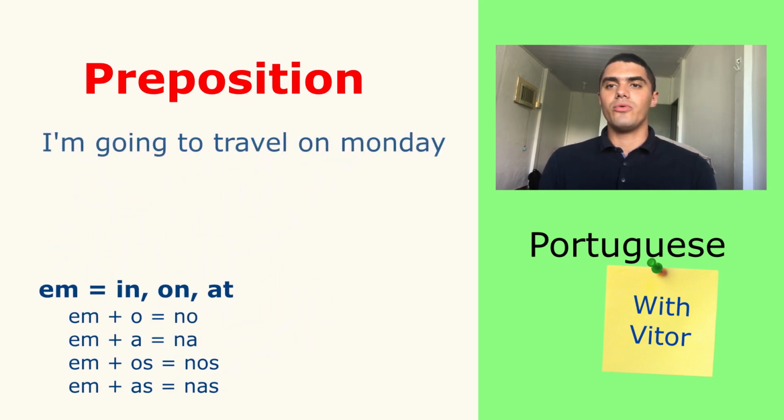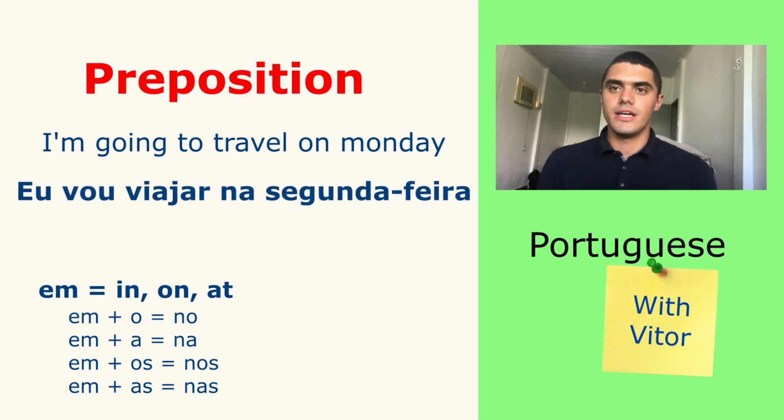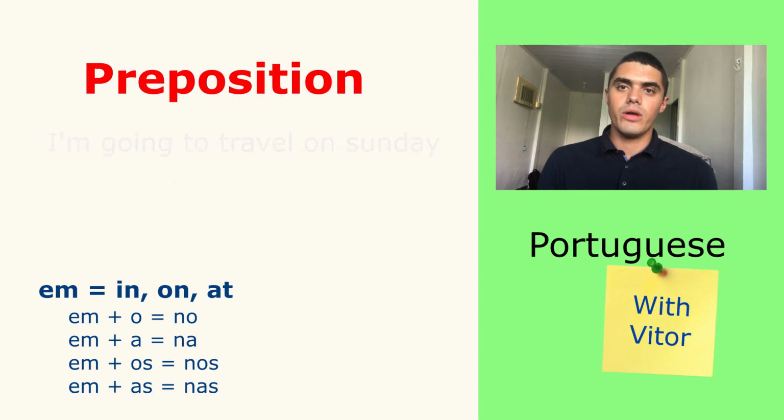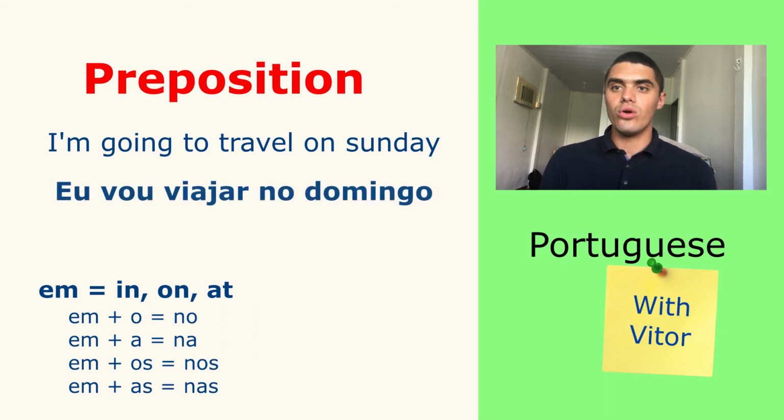So, when you want to say, I'm going to travel on Monday, eu vou viajar na segunda-feira. It's the preposition em, that means on in English, in this case, plus the article a. That's the article for the feminine, segunda-feira. When you want to say on Sunday, for example, I'm going to travel on Sunday, eu vou viajar no domingo. Why no? Because o is the article for the masculine and domingo is masculine. Em plus o becomes no.